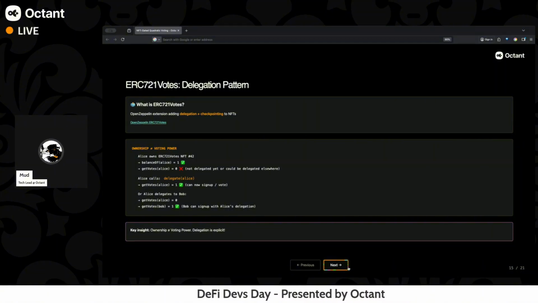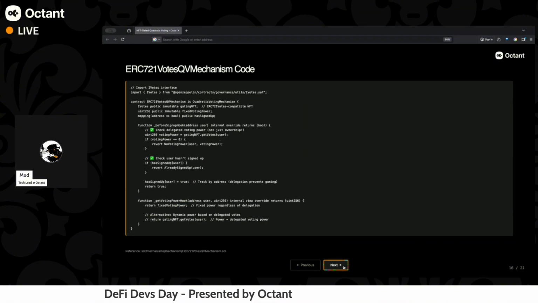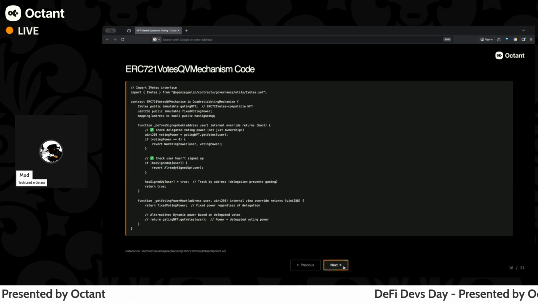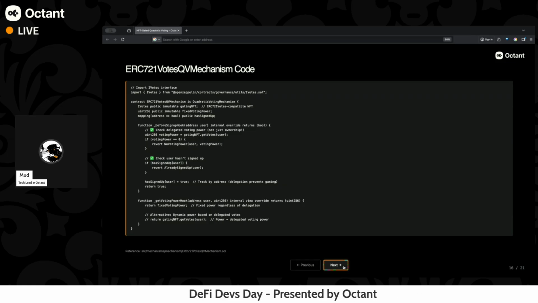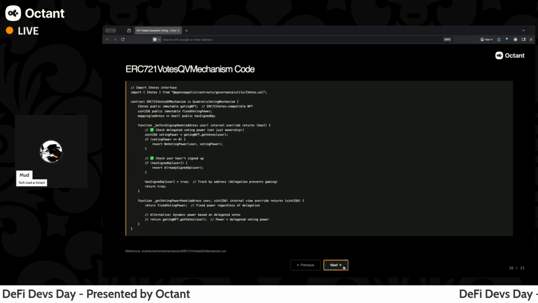And then when they sign up to our tokenized allocation mechanism, you could check that and see if they've already signed up, or see how many votes you should give them. And this is an example of what that would look like.